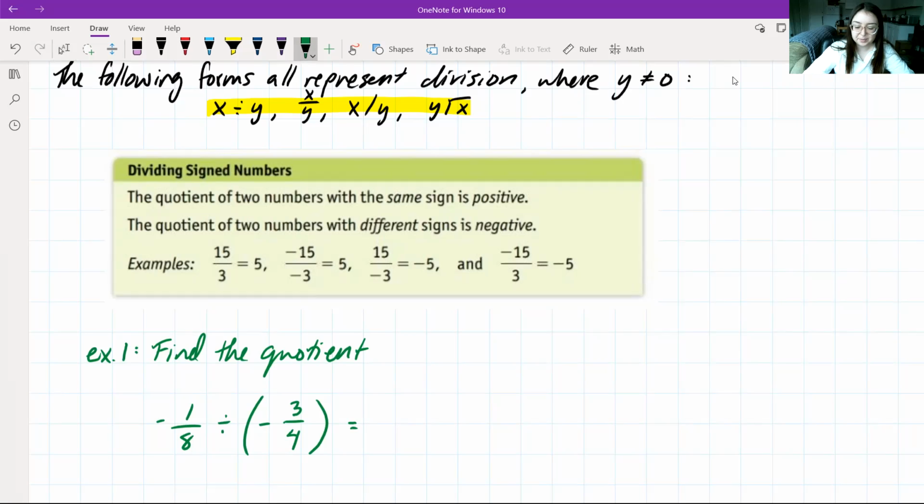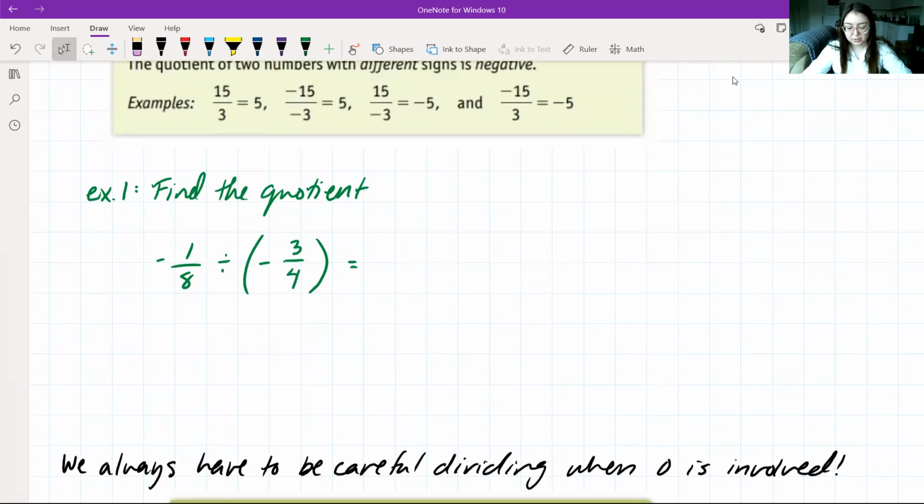So our first example, we just want to find the quotient here. We have negative 1/8 divided by negative 3/4. So we have fractions here. We want to write this as multiplication with the reciprocal instead. So negative 1/8 is going to stay the same, but now we're changing our division to multiplication, and our negative 3/4 becomes negative 4/3. So we just switch our numerator and our denominator. And now since we're multiplying fractions, we can multiply these numbers together.